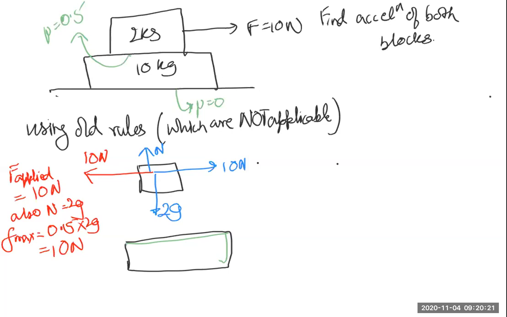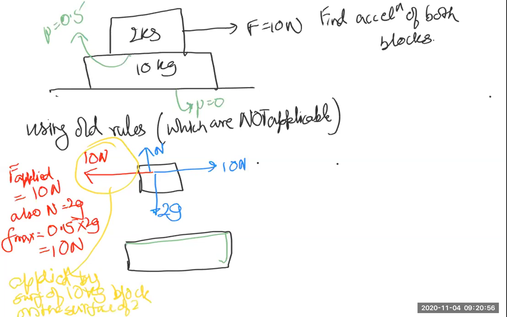And friction always matches F applied up till its maximum value. Now, ye jo friction hai 10 newton wala, ye kisne kiske upar lagaya hai? This has been applied by the surface of the 10 kg block on the surface of the 2 kg block, right? Therefore, according to Newton's third law, if this is a force applied by the 10 kg block on the 2 kg block, then the 2 kg block will apply an equal and opposite force on the 10 kg block, right?